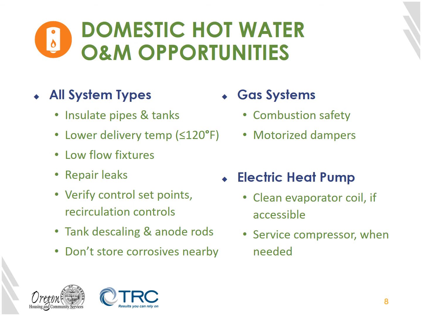So what are the O&M opportunities for domestic hot water systems? For all system types, we want to insulate our pipes and our tanks. We can lower our delivery temperature to ensure that we're not sending out water that's unnecessarily hot. We can install low flow fixtures, repair leaks in our system, verify our control set points and recirculation controls to ensure that our system is operating in a way that's efficient. We can descale our tank and replace our anode rods regularly to ensure that the tank and the water heater lasts longer.